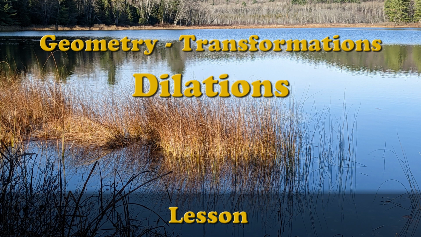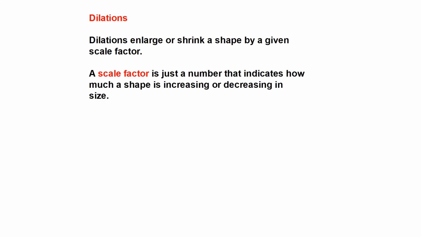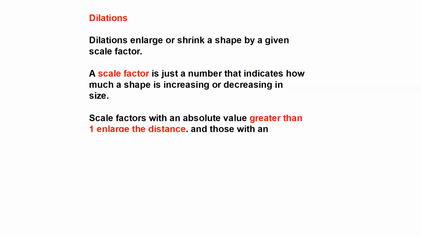Dilations. Dilations enlarge or shrink a shape by a given scale factor. A scale factor is just a number that indicates how much a shape is increasing or decreasing in size. Scale factors with an absolute value greater than 1 enlarge that distance, and those with an absolute value of less than 1 reduce the distance.